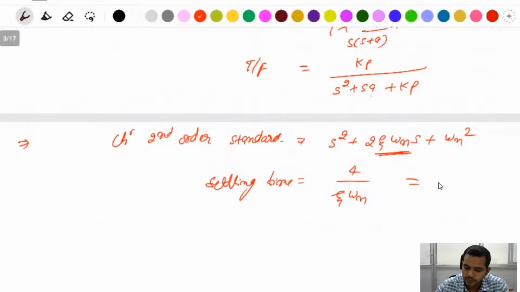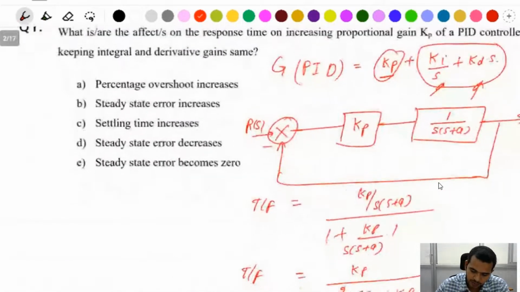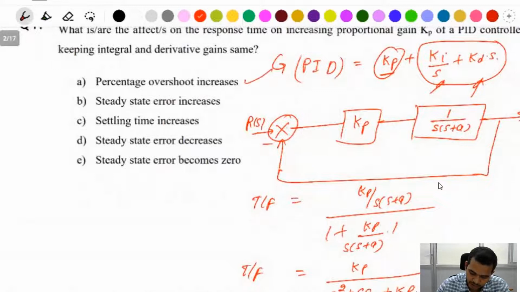Here the Kp is not present in zeta omega n. If you look here, zeta omega n is equal to A by 2. It means 4 divided by A by 2, depending only on A, not Kp. It means the settling time is not affected by this Kp. Only the overshoot, gain, and percentage overshoot will increase and steady state error decreases.